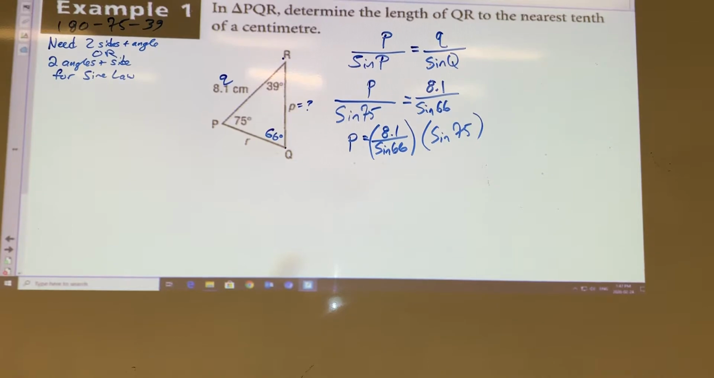Right, so do that one first, get an answer for it. I'm just going to quickly grab a calculator if I can.